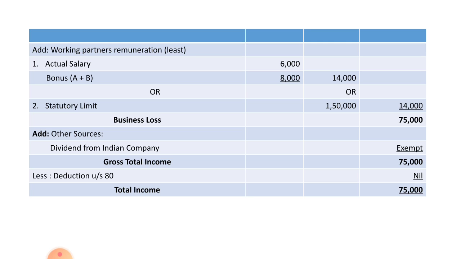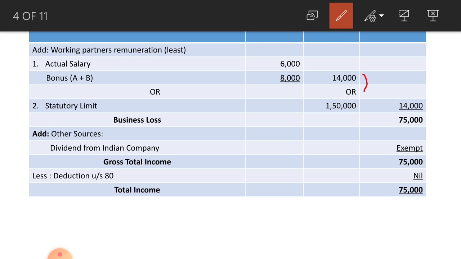Here only two working partners are there, A and B. So the total of salary and bonus amounts to rupees 14,000, that is 6,000 salary and 4,000 plus 4,000, 8,000 of bonus, that amounts to rupees 14,000. When there is a negative book profit, that is when there is book loss, the statutory limit is 1,50,000. So whichever is less you have to consider, that is 14,000 or 1,50,000. Here 14,000 is less, so you have to consider that one to calculate business loss or business profit.